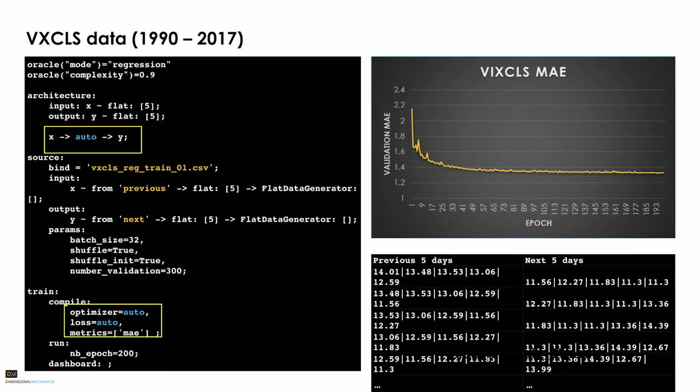So then, you bind it to the training data. The previous is the previous 5 days, so it's a 5-dimensional vector. And you're predicting the next 5 days, which is another 5-dimensional vector.